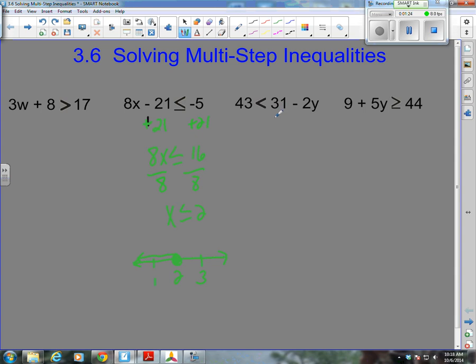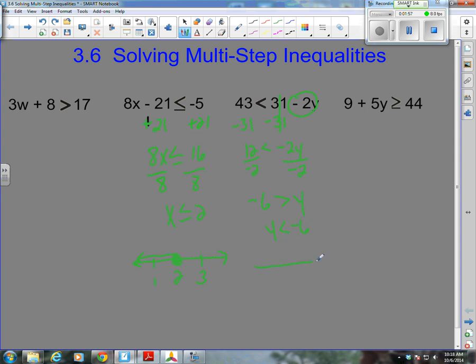Okay, I want to get rid of the 31 first, so I'm going to subtract 31 from both sides. Okay, this is 12. Bring down the sign. What I have left over here is negative 2y. Again, this goes away. This is what I have left. Okay, I'm dividing by negative 2 and negative 2. I get negative 6, and I have to flip the sign because this is a negative I'm dividing by. Is greater than y. But I don't like to have it like that. I want the y on the left-hand side, so y is less than negative 6.